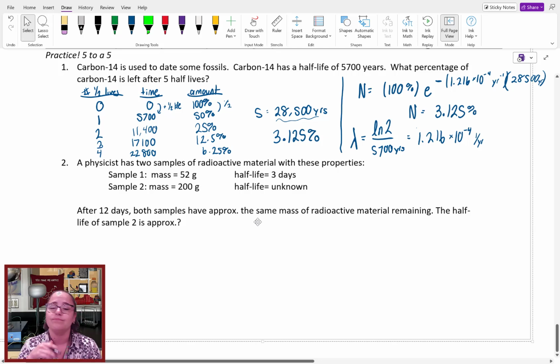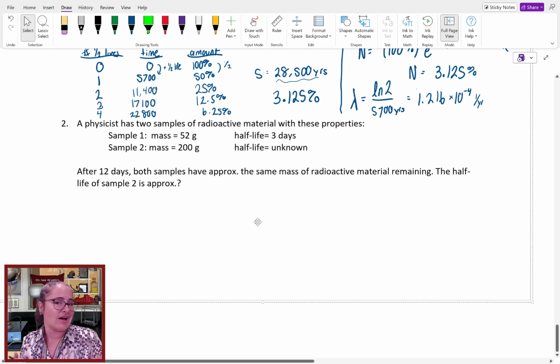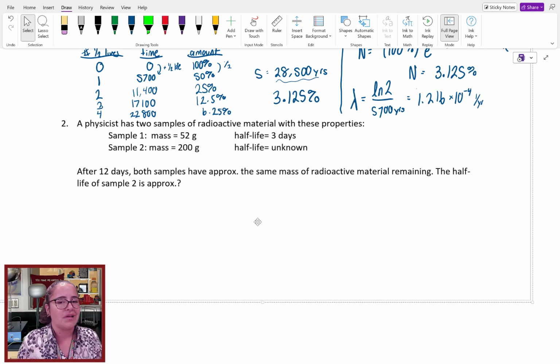Again, we could use this with the table or with an equation. I'm going to show you how I would do it with a table first, because I think that makes a little more sense conceptually. And then we'll do it with an equation and a derivation.